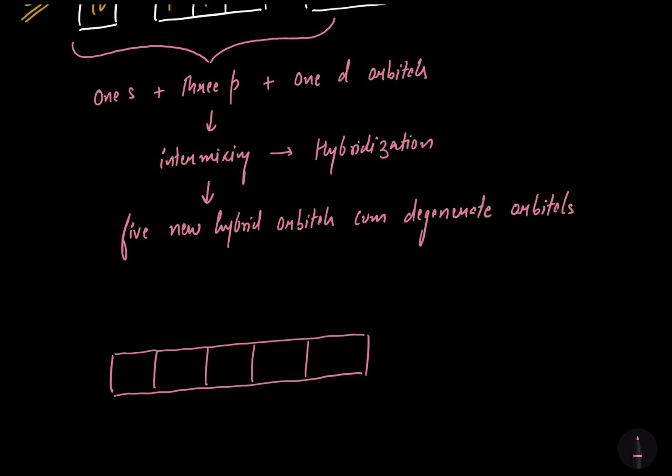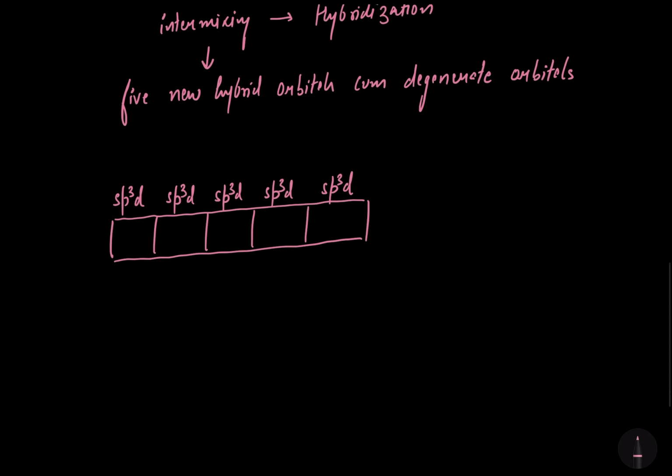Now, what will be the name of the hybrid orbitals? All the 5 hybrid orbitals will be named as sp3d hybrid orbitals, because it has been formed by the combination of 1s, 3p and the 1d. Second orbital will also be named as sp3d hybrid orbital. Third one is also sp3d hybrid orbital. Fourth one is also sp3d hybrid orbital, and fifth one is also sp3d hybrid orbital. So in total we got the 5 new hybrid orbitals. All the hybrid orbitals will be named as sp3d hybrid orbitals, and they all are degenerate orbitals, that is orbitals with equal energies.